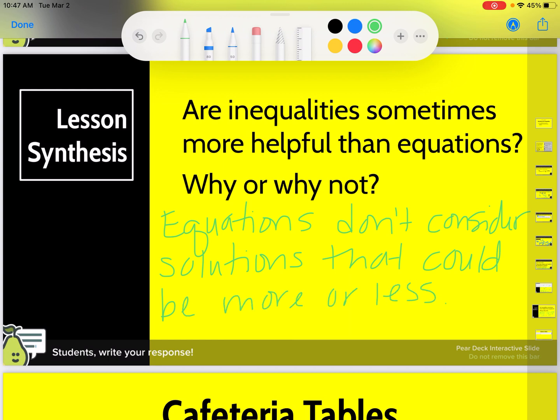So let's consider the amusement park example that we used a couple of weeks ago. If you do an equation, it says you have to be exactly 5 foot tall. If you're using an inequality, you can be 5 foot tall or greater. So all of those solutions are correct in the solution set. So when you're thinking about it, equations don't consider solutions that could be more or less than the exact answer.